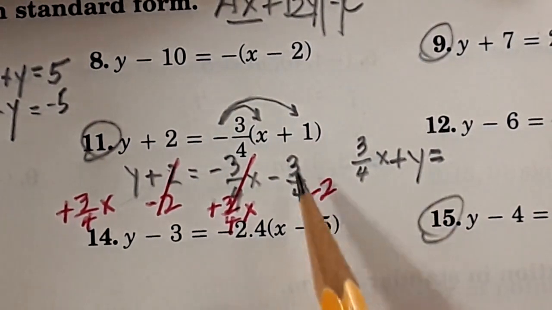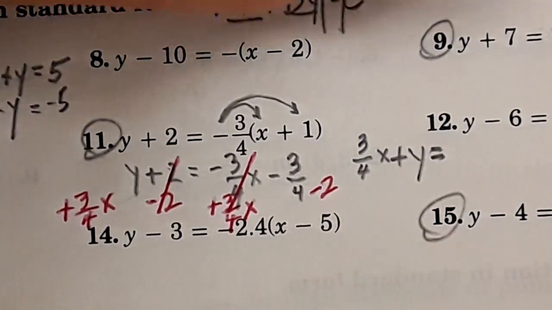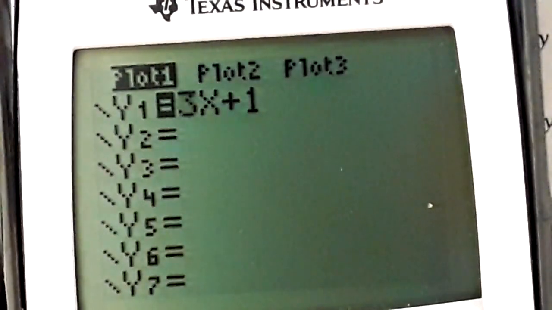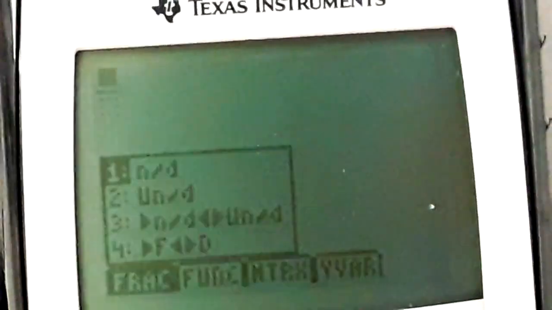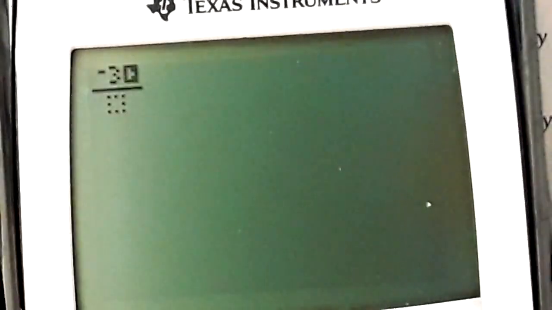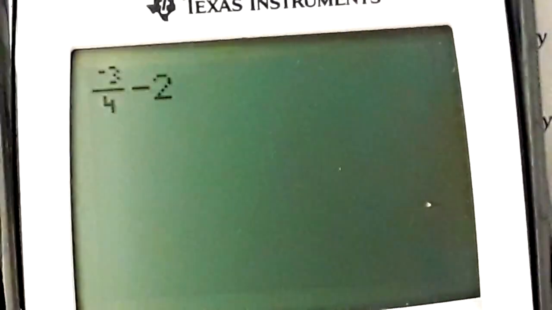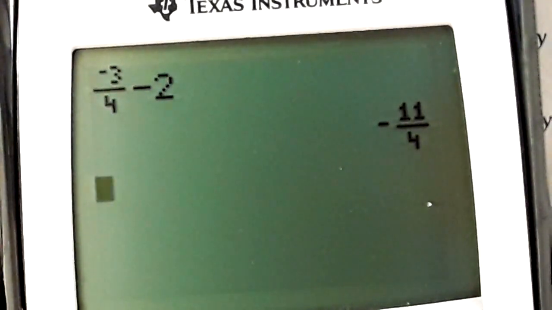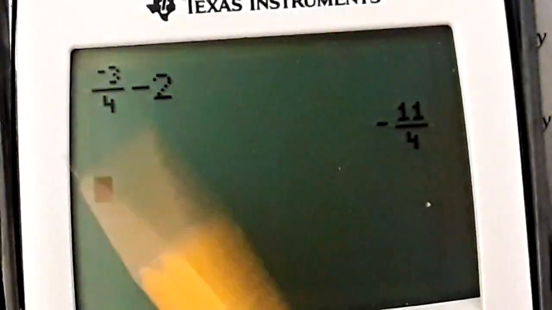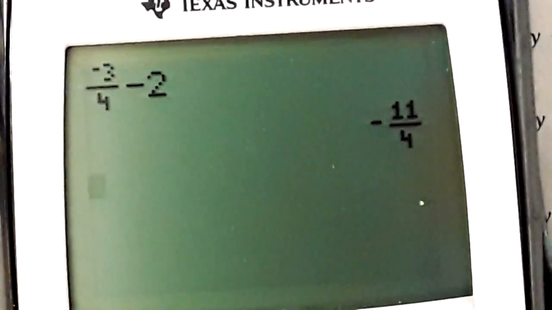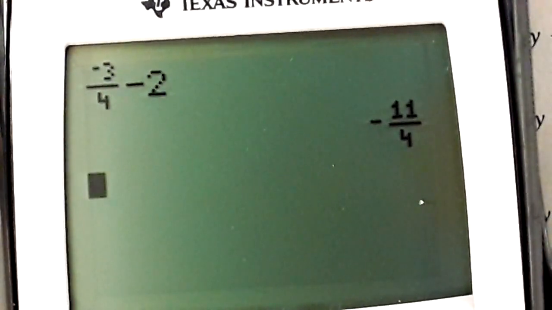equals, what is negative 3/4 minus 2? Negative 3/4 minus 2. So I'm going to go alpha F1, enter, negative 3/4 minus 2, and get negative 11/4. Raise your hand if you know how to do this right here on your graphing calculator. Raise your hand, I want to see. If you don't, you need to figure it out.